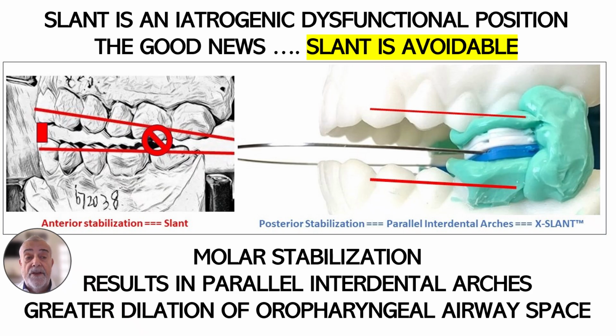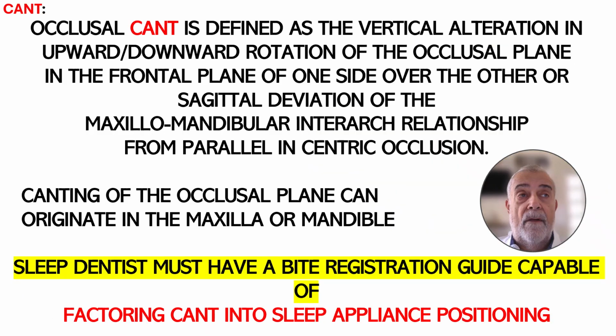Molar stabilization results in parallel interdental arches, which gets you greater stable dilation of the oropharyngeal airway. It's bigger in the back here than it is in the back here. That's because you need to take the bite from the molars so you don't have elevator muscle squeeze generated into your bite. So we've gone from shift to slant, and now we're talking about cant.